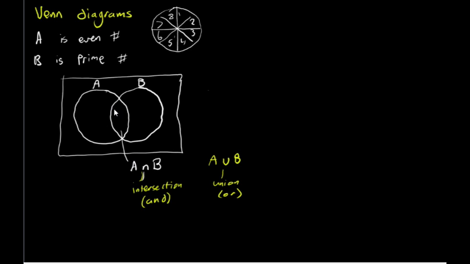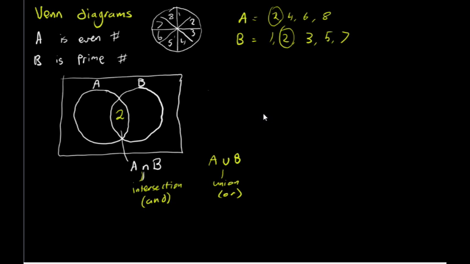So this is usually the first bit that we want to work out from our information. So what occurs in both A and B? So A is even numbers from 1 to 8. So let's say A is 2, 4, 6, and 8. Whereas B is the prime numbers. So 2, 3, 5, and 7. So when I'm working out A and B, we need to work out the numbers that are in both of them. So it's just 2 in this case.